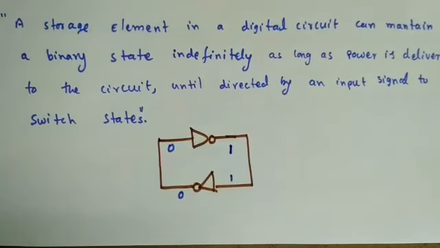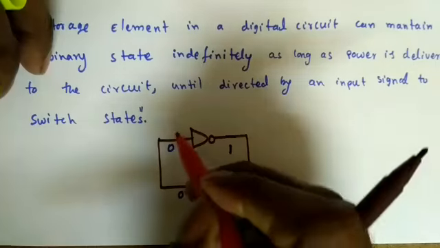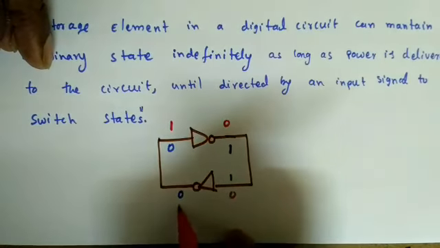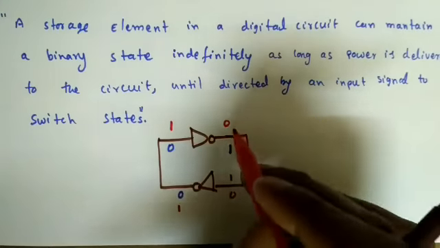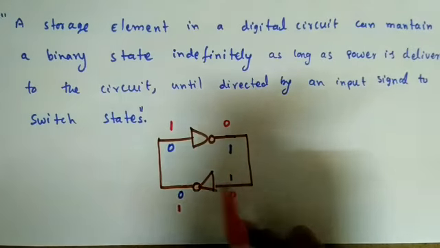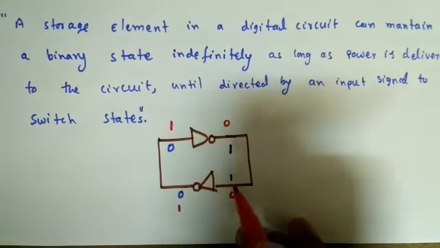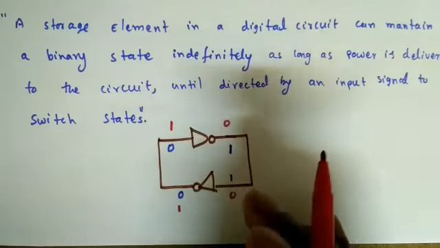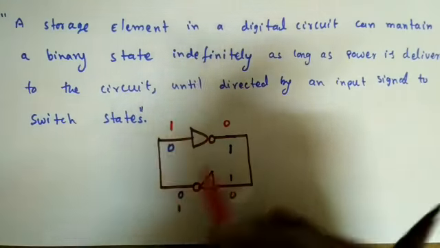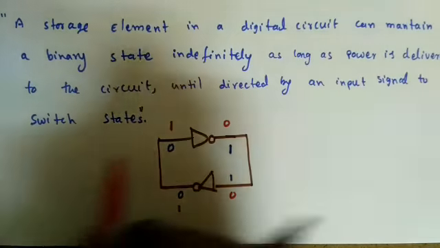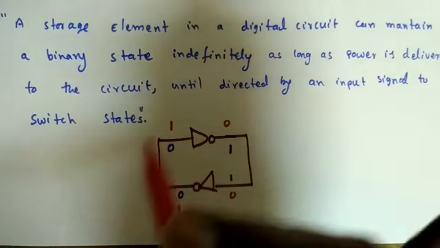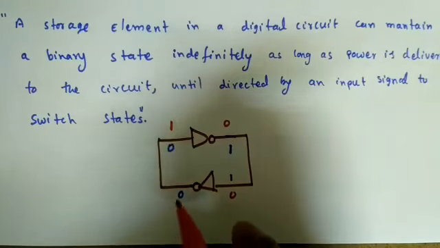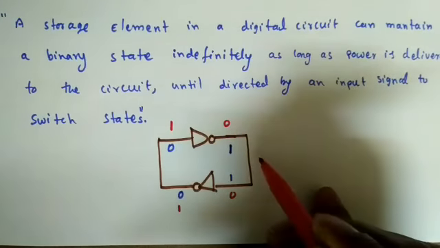Similarly, if here is 1, what is the complement of this one? 0. That means here I will get 0, here I will get 1. So this will stay as it is unless the power is removed. This is where these storage elements started. Whenever the inverters are cross coupled, it can store some information. But here we need to give some extra external input whenever we want to store 0 or whenever we want to store 1. But it all started from here.